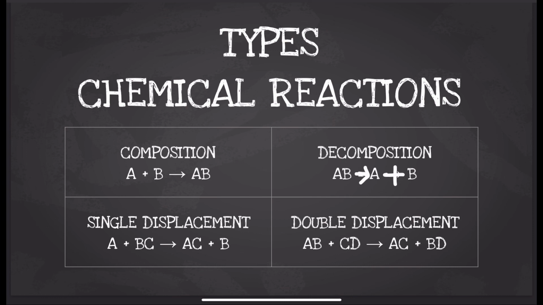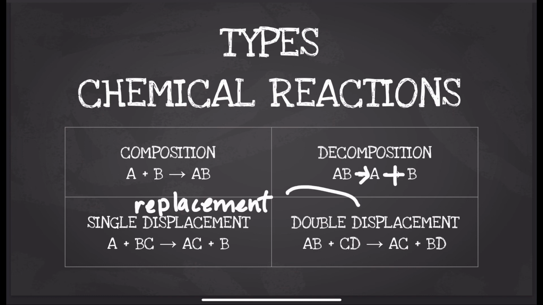Now, a single displacement reaction is just changing. Think of it as stealing somebody's partner. If you look over here, A is by itself, and then it reacts with a compound BC. What happens? A kicks out B and partners up with C, leaving B all alone. So single displacement, or you can also call it single replacement. Let's write it down.